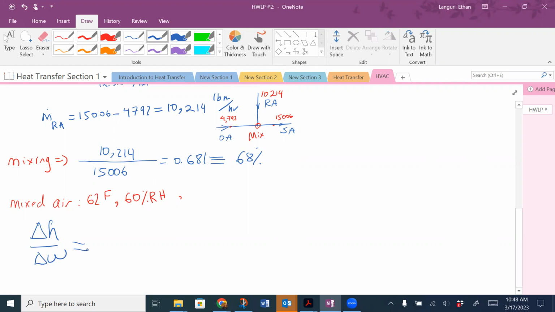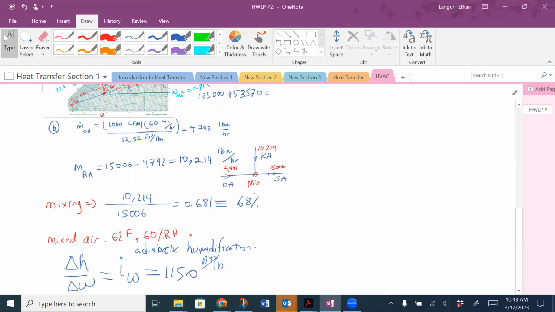I know that for adiabatic humidification, delta H over delta W is equal to the enthalpy of the water injected, right? From the lecture notes, and we kind of derived the equation for this. So this is for adiabatic humidification. And I know my enthalpy of the steam water injected was 1150 BTU per pound.